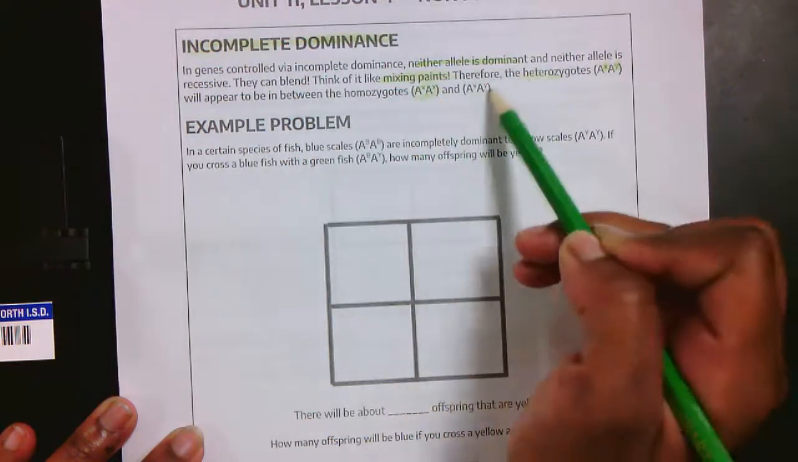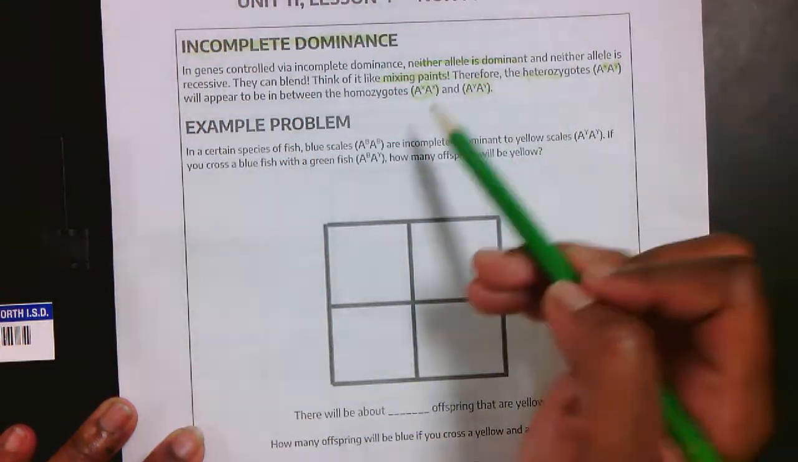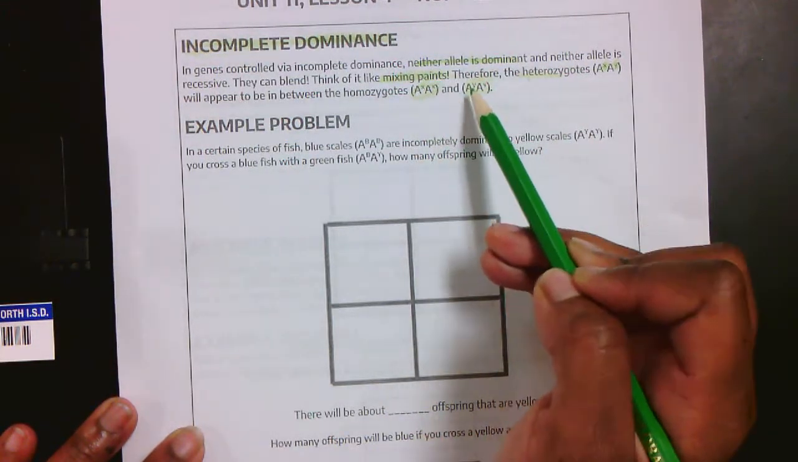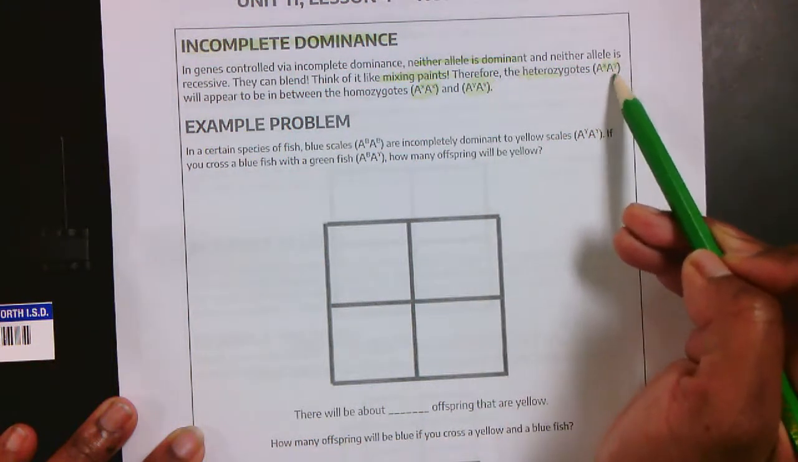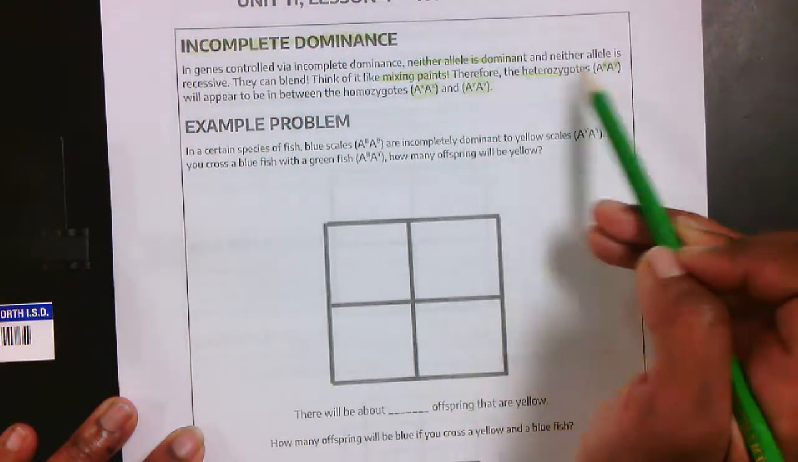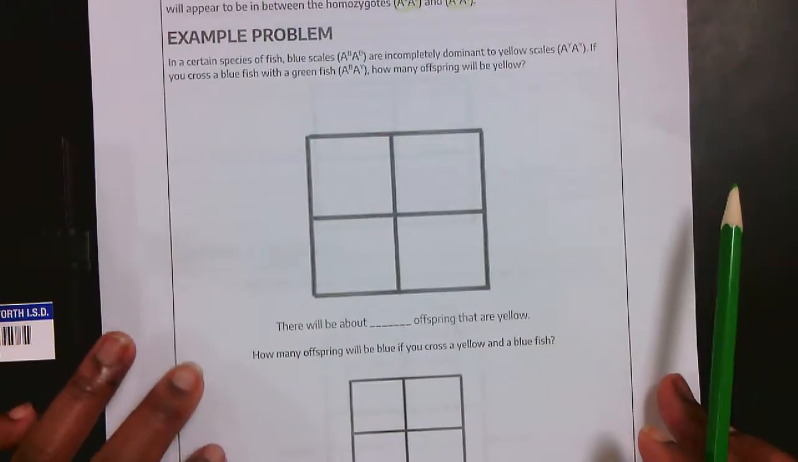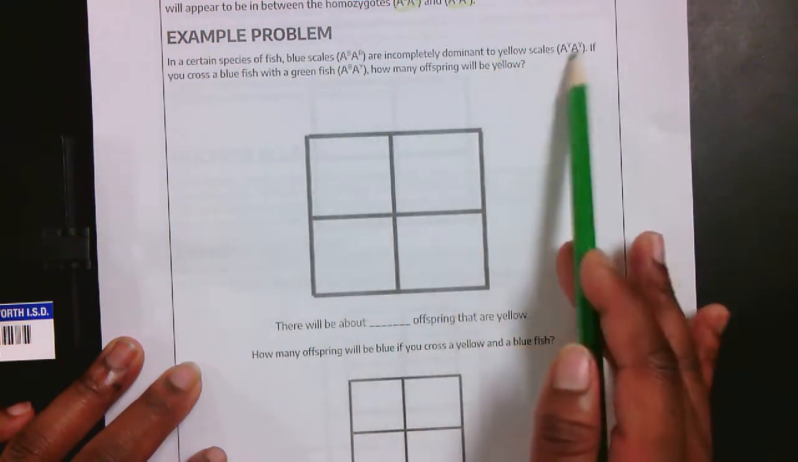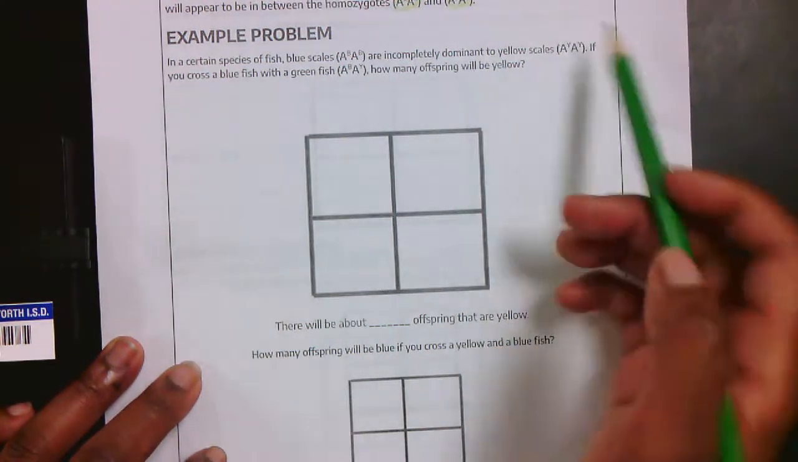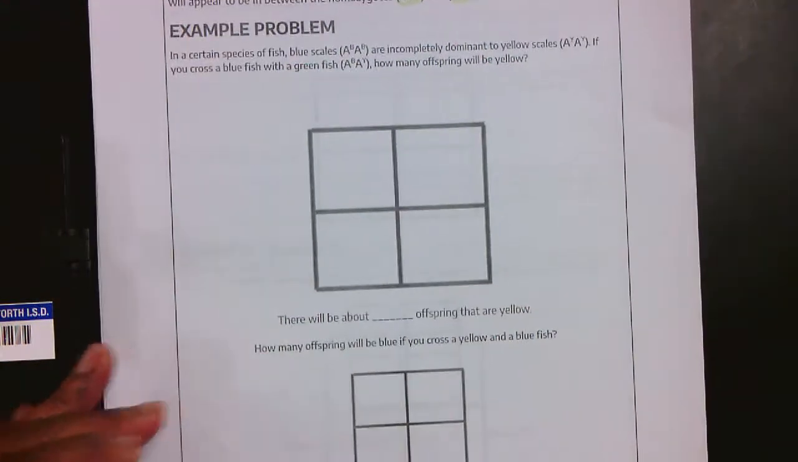So AXAX and AYAY. And that makes sense, right? AXAY should be in between those two. So let's look at what exactly that means. In a certain species of fish, blue scales are incompletely dominant to yellow scales. If you cross a blue fish with a green fish, how many of the offspring will be yellow?